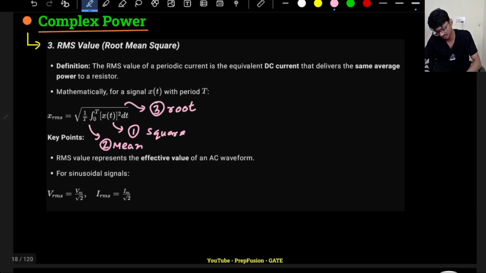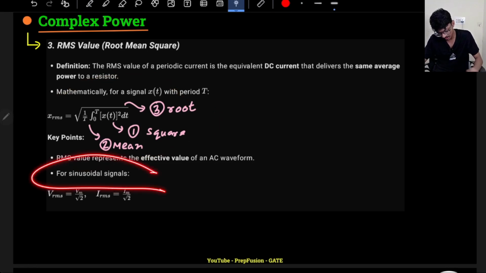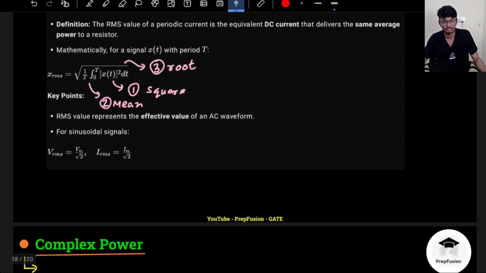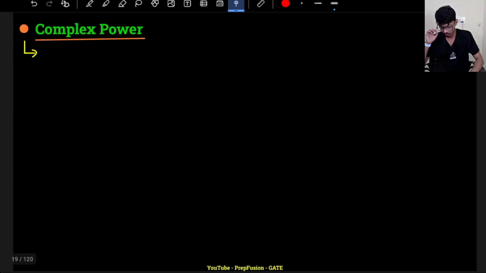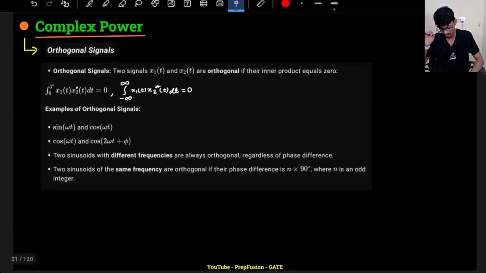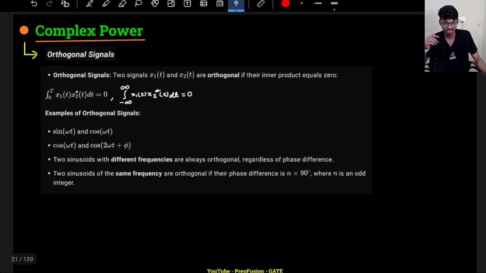So mathematically we define it, and we will derive the root mean square for a few standard values. For a sinusoidal signal, it is Vm by root 2. Of course, we will derive it. Before going into that, one thing I wanted to say is about orthogonal signals. So I will discuss orthogonal signals, then I will discuss the other fact that I missed out previously. Okay. So what are orthogonal signals?